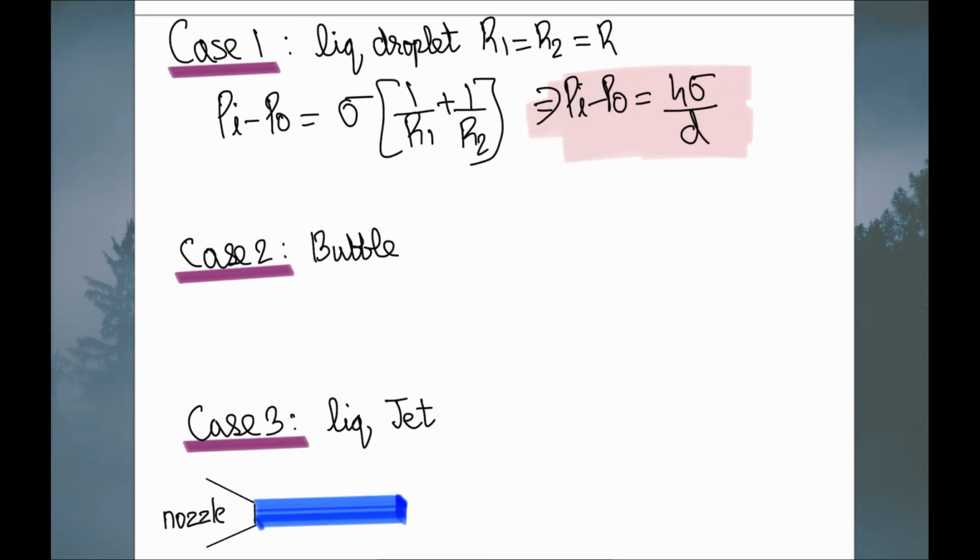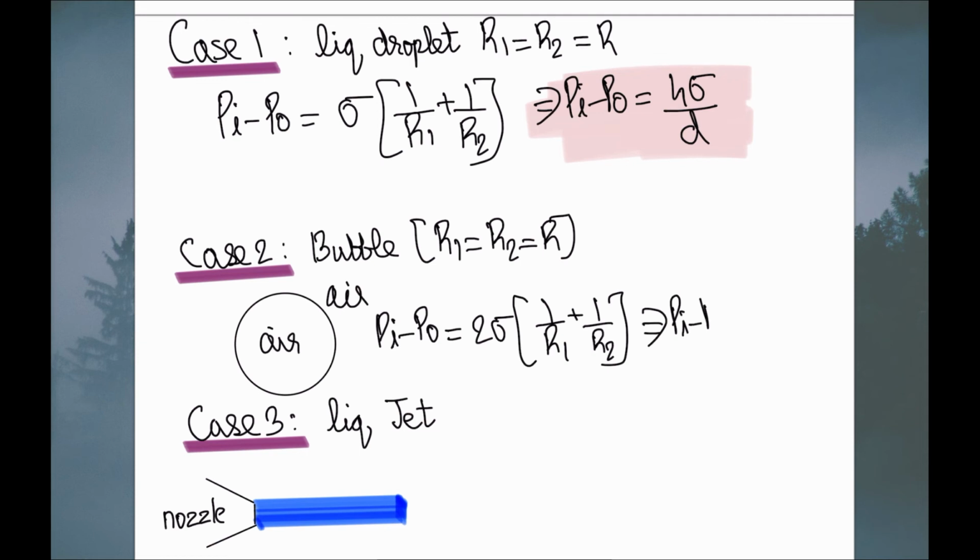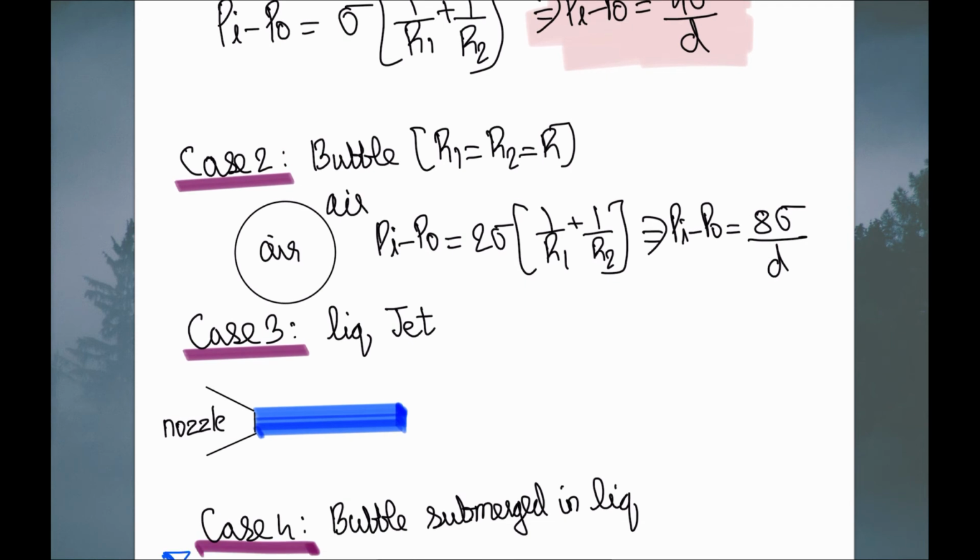For a bubble, like I said just now, it is two interfaces. Air is inside and air is outside. That is, pi minus p naught becomes 2 sigma in the bracket 1 upon r1 plus 1 upon r2. And here also, if you consider r1 is equal to r2 is equal to r, then this becomes pi minus p naught is equal to 8 sigma by d. When you solve this, you will get this.